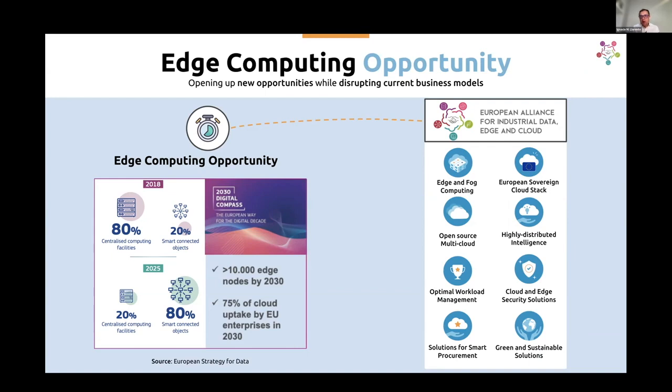This introduces the alliance, because the main aim of the alliance is to develop the technology, to define the technology components that allow EU companies to lead this new market, to lead the cloud to edge and the edge computing market.